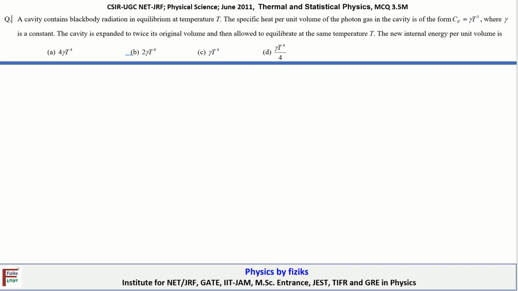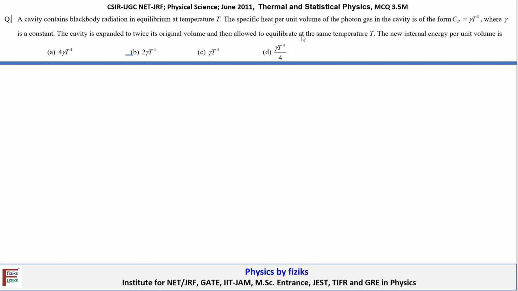So in this video we are going to discuss the questions which appeared in thermal and statistical physics in the physical science examination held in June 2011. Okay, the first question is: a cavity contains black body radiation in equilibrium at a certain temperature T.